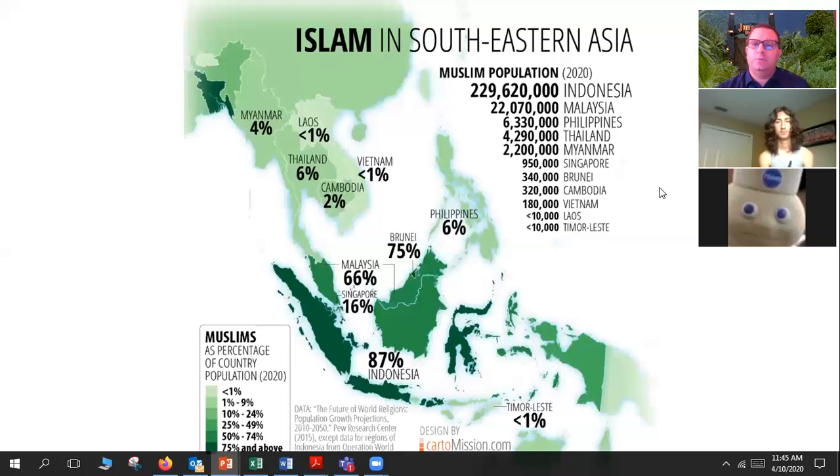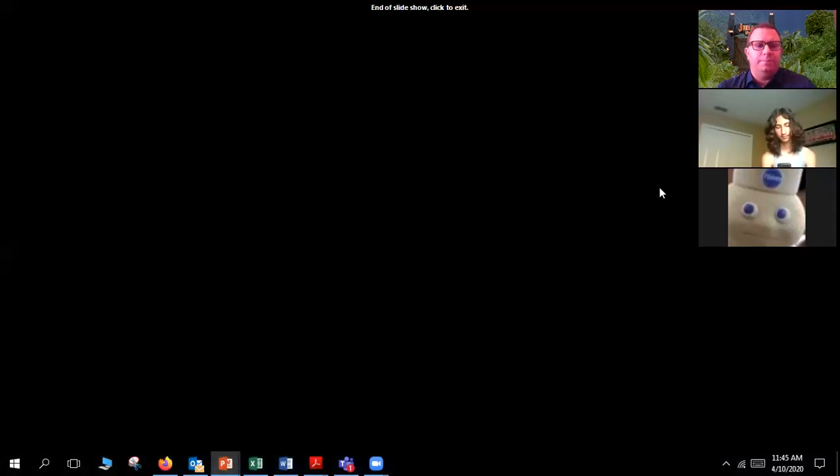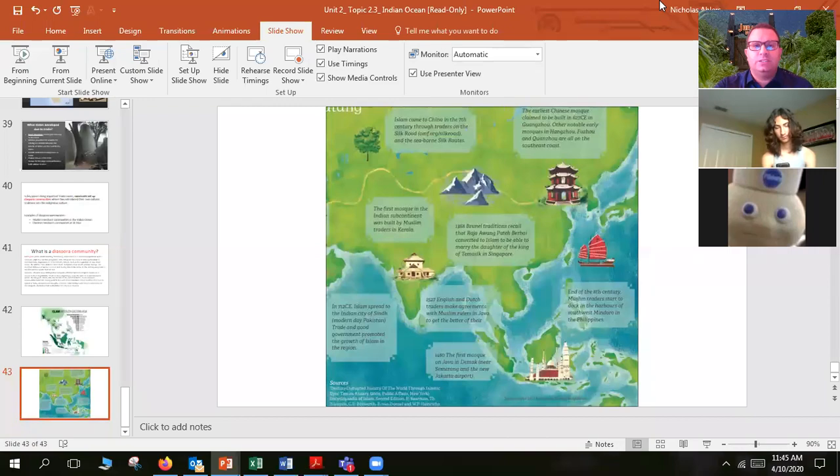Here's another example, okay? This map shows it as well. You can see how Islam has made its way into Southeast Asia, okay? And you can see how all of these Southeast Asian countries now have very large Muslim populations, okay? All right, so that brings us to the end of that discussion.